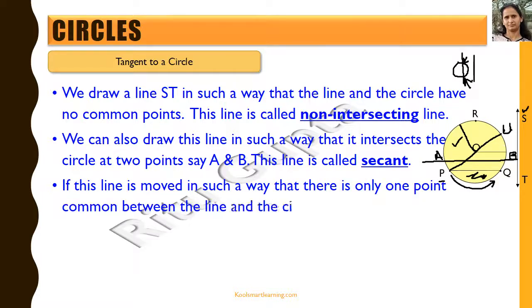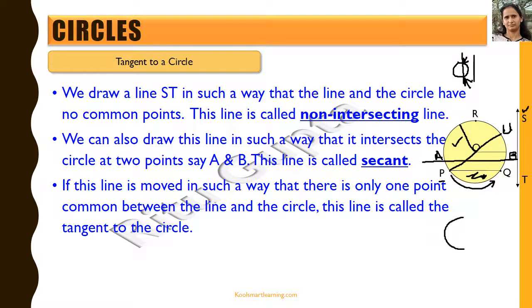Now if we move this line in such a way that only one point is common between the line and the circle, then the line is called the tangent to the circle. So we have this circle, we have a non-intersecting line, and we keep moving it towards the circle, and we move it in such a way that it has one common point with the circle. Then this line is called the tangent.